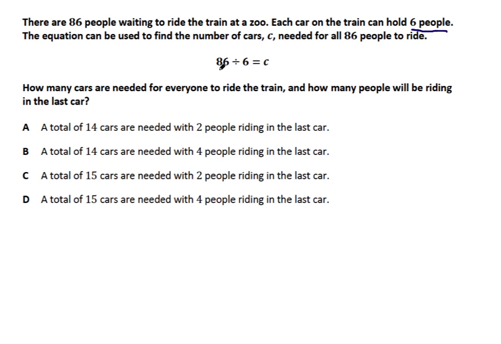Remember that 86 people want to ride the train at the zoo. Each car can only hold 6 people. How many cars are needed for all 86 people to ride? And we have multiple choice answers here. We have 14 cars with 2 people in the last car, or 14 cars with 4 people in the last car, or do you need 15 cars with 2 people in the last car, or 15 cars with 4 people riding in the last car?